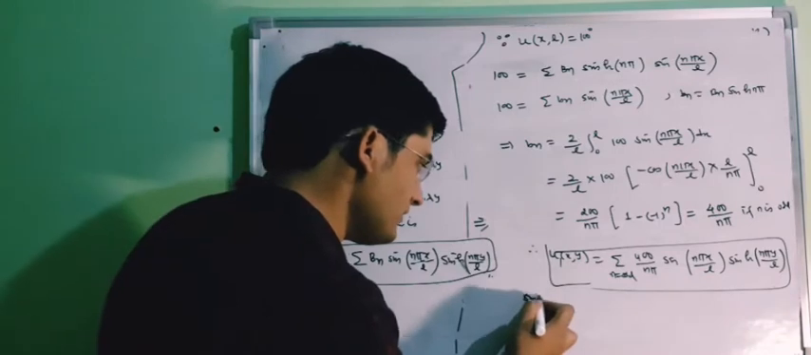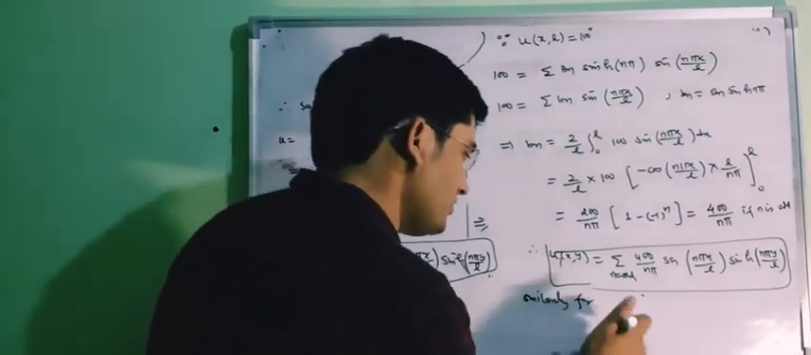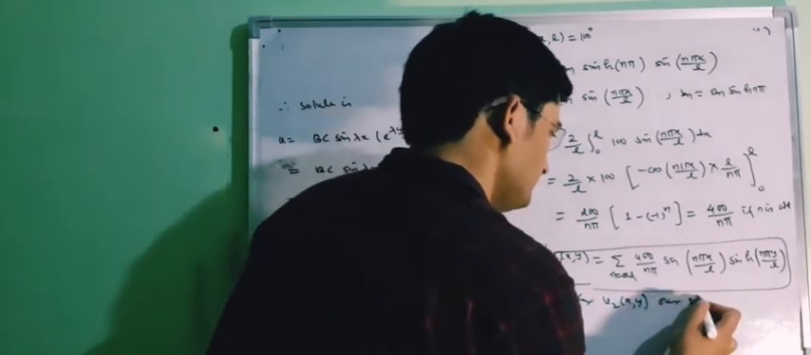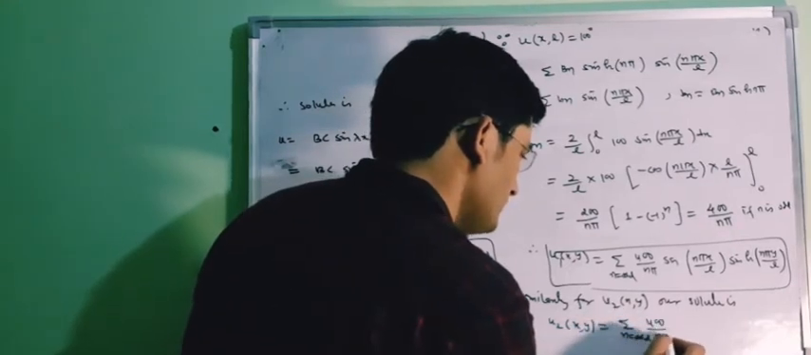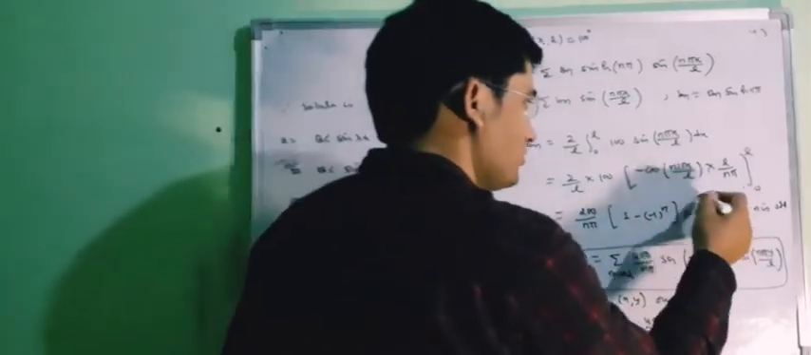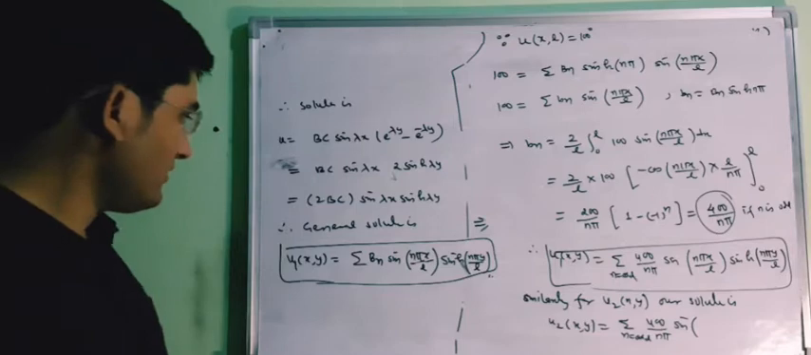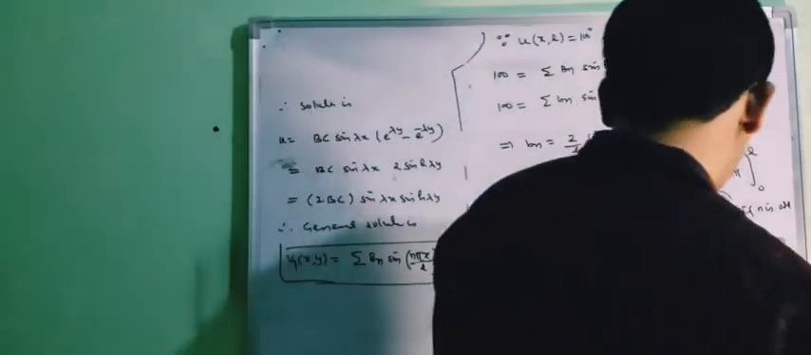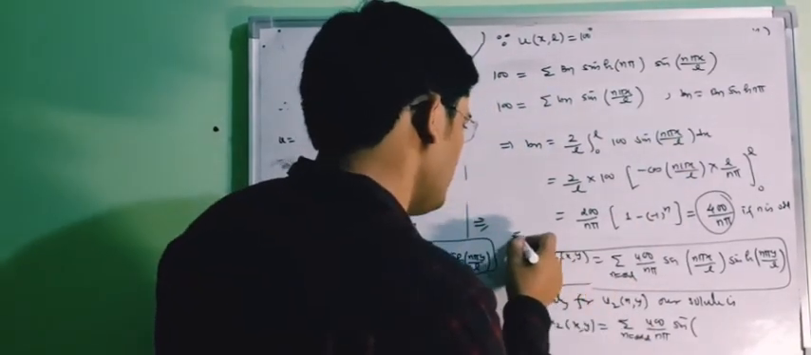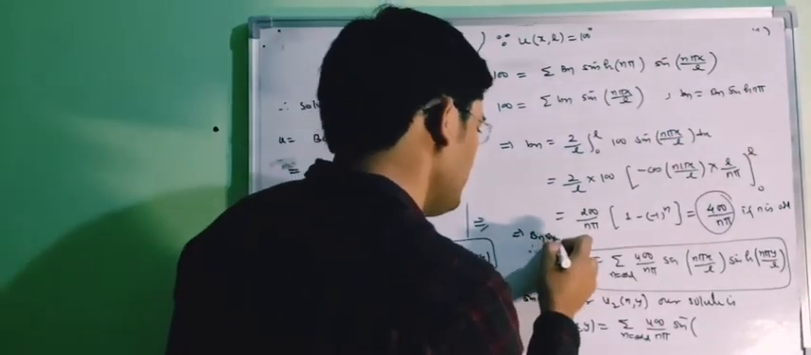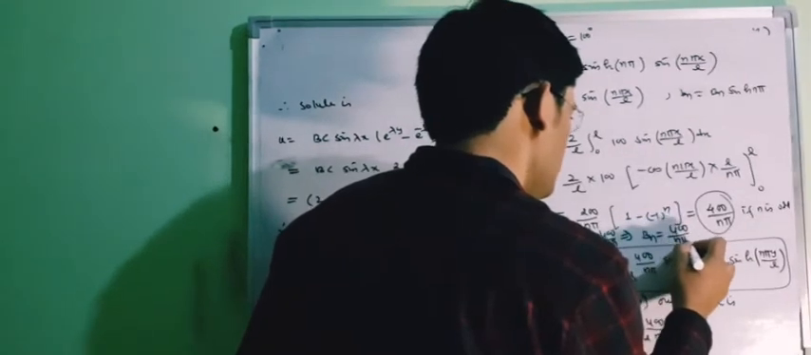Similarly, for u2, we just have to interchange x and y. So on interchanging x by y, this will be our solution, as the value is fixed. I think there is again some mistake. Small bn is capital Bn into sine hyperbolic n pi, equal to 400 upon n pi. So from here, capital Bn will be 400 upon n pi into sine hyperbolic n pi.